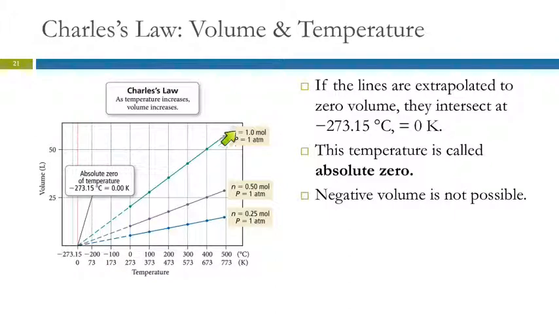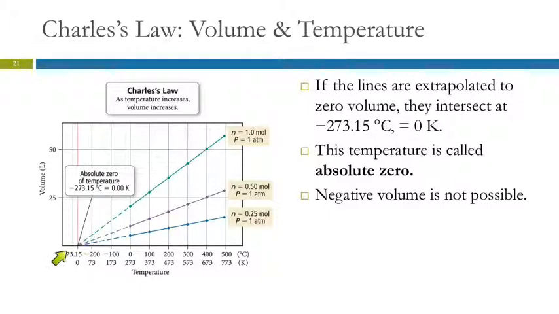When we graph this, we get a nice line. Half a mole, we get a different line. And 0.25 moles, yet a different line. If we extrapolate, which means we're drawing the line past where we actually have data, we find that all of these lines intersect at a 0 volume at minus 273.15 degrees Celsius.